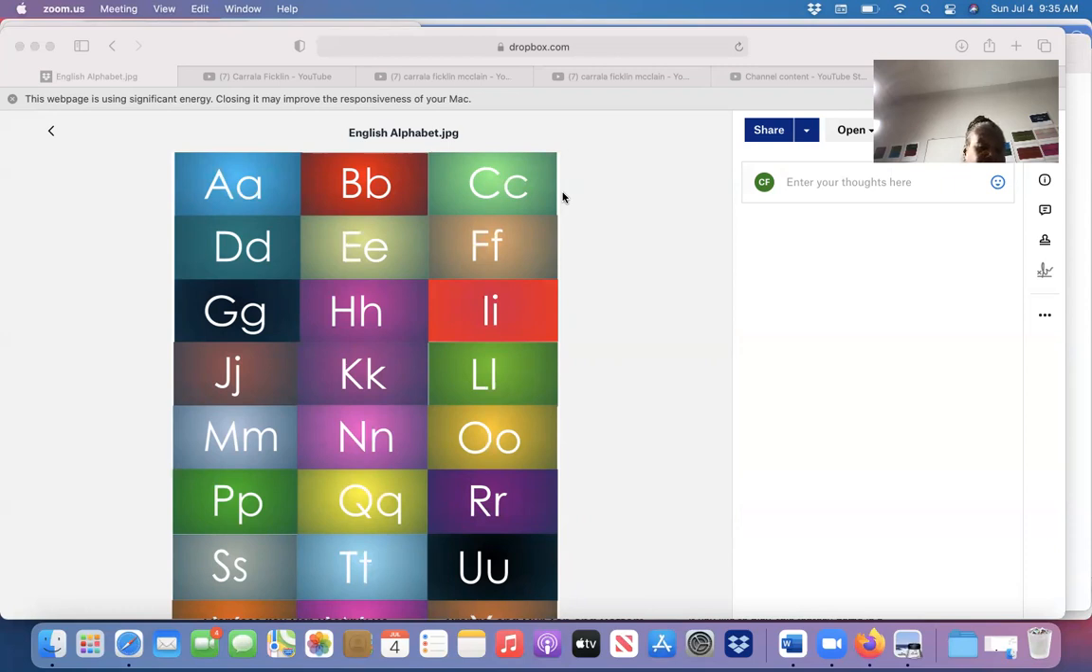Then you have the G. G seems rather innocent looking at it, but the G has 2 sounds. It has the g as in go and get and given, and it has the j as in Jerry, as in gin. But it's the soft sound.